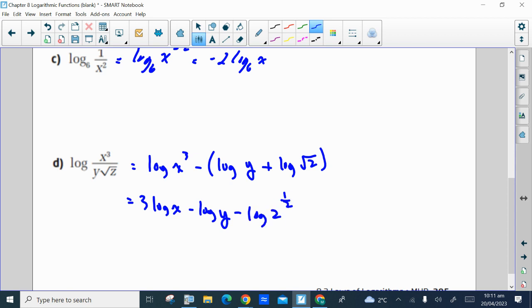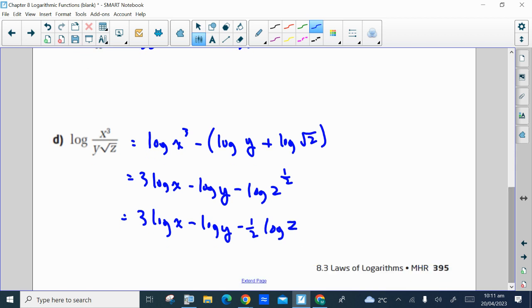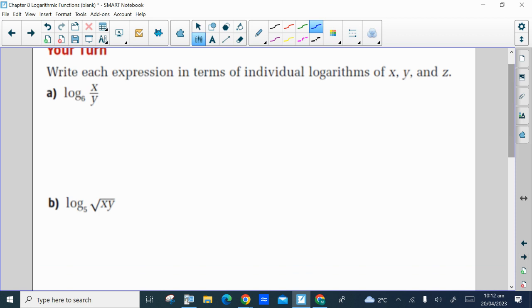And square root of z is the same as z to the 1/2. So our last step was we'll bring the exponent 1/2 in the last term in front as a coefficient. And there's the expression, written in terms of log x, log y, and log z, which is what we're asked to do. But it's important in that first step that you group those last two terms together to keep them all part of the denominator. And so we'll do the same thing for these ones, write them in terms of log x, log y, and log z.